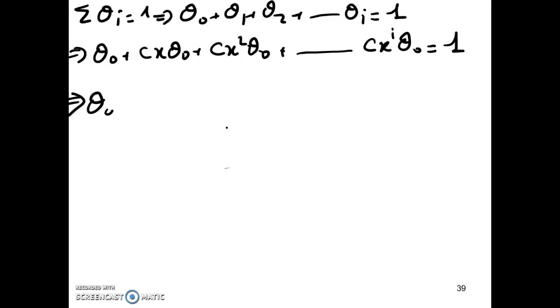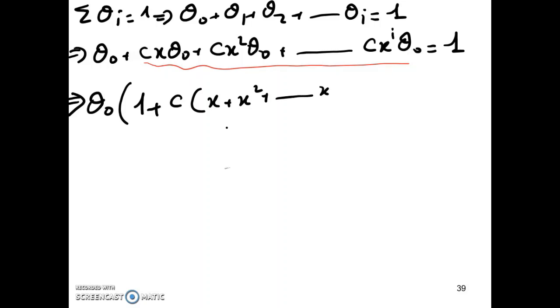Here the aim is to determine theta 0, because it gives us the sites present over the surface, so it is directly correlated to our substrate. So theta 0 is common between all these factors. So here 1 plus, if we look at the others, we'll find a common factor which is C, and here we have x plus x squared plus x^I. All these are equal to 1.